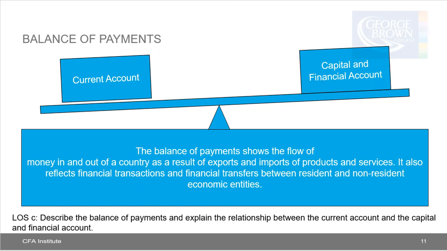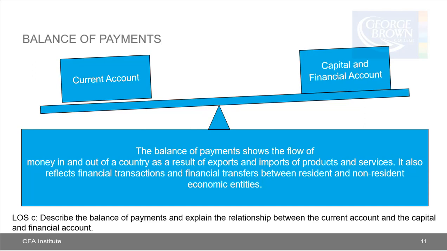Learning outcome statement C is to describe the balance of payments and explain the relationship between the current account and the capital and financial account. The balance of payments shows the flow of money in and out of a country as a result of exports and imports of products and services. It also reflects financial transactions and financial transfers between resident and non-resident economic entities.